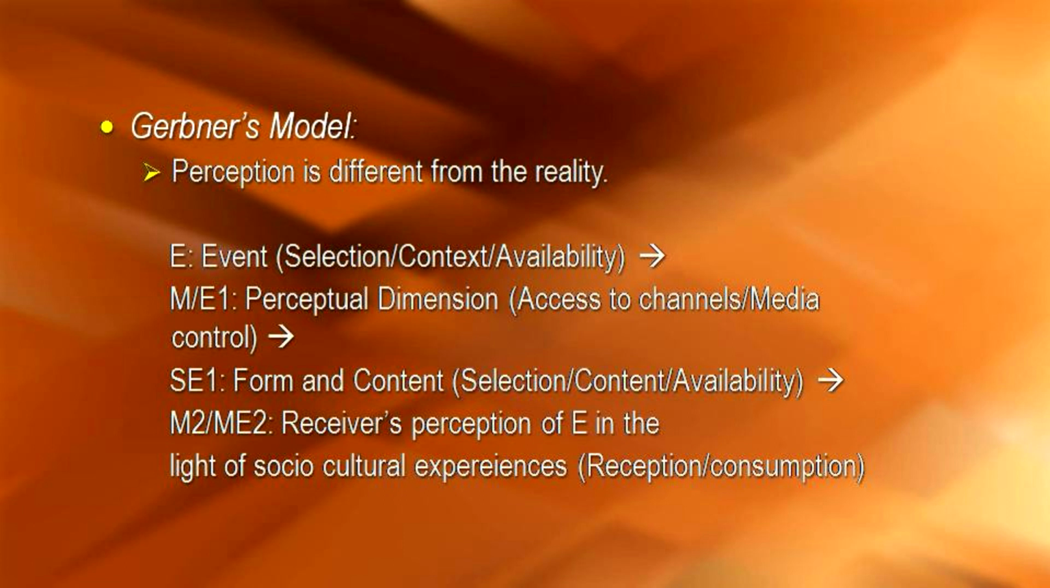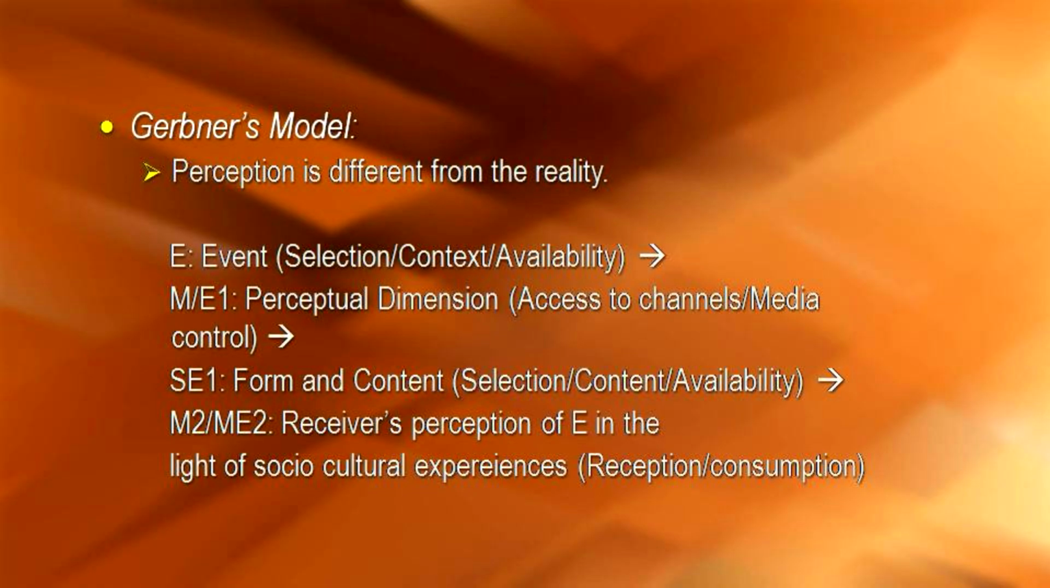The selection, context, and availability of its content. Say, for example, an earthquake happened somewhere in some European country, and Indian media does not have access to it. In that case, they will not be able to present that news. Why? Because availability of facts, availability of the visuals, pictures, everything is necessary for any news to become a part of the media. So, an event has taken place. There is a certain kind of perceptual dimension to that event. Okay. Now, access to channels and the media control is also one.